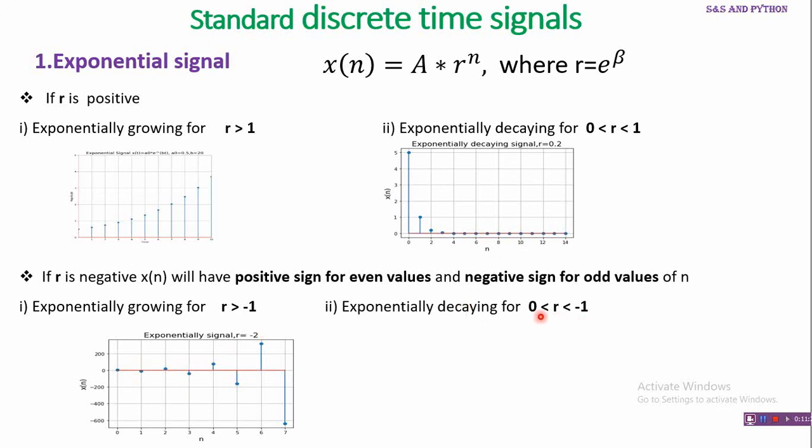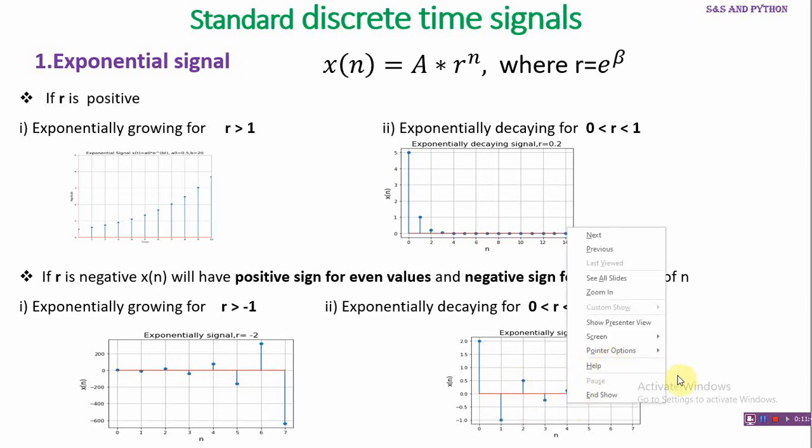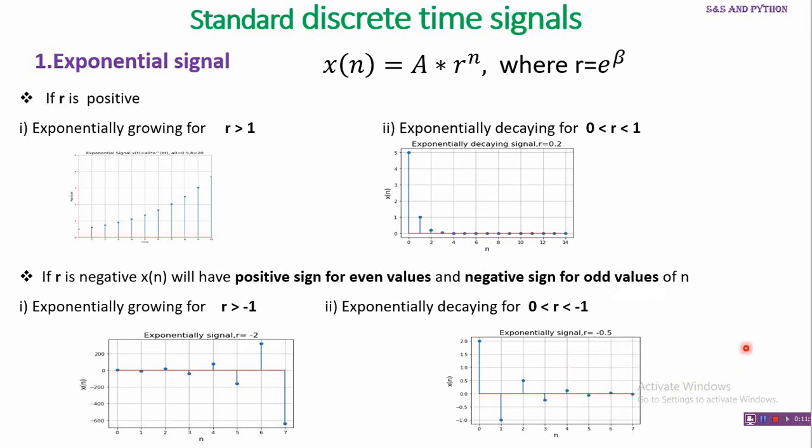Next, if r is a negative fraction, here also alternately we will have positive and negative signs for the signal, but it is exponentially decreasing because it is a fraction raised to the power of n. So for all even values of n, we have positive values for x of n, and for all odd values we have negative values. And as n increases, it is exponentially decreasing.